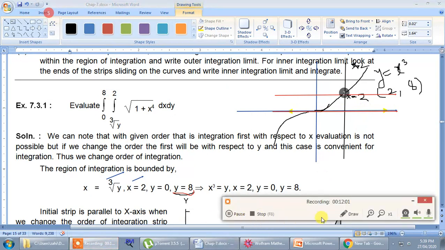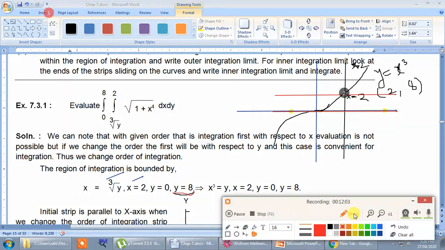What are the options? Option number 1, 2, 3, 4. Because the region of integration will be between two pink lines. It will not be above the second pink line, it will not be below the first pink line. Okay, it will be in between two pink lines. So whether it is region number 1, 2, 3 or 4, that will be decided by the strip. Now let us move the strip and let us see where the ends of the strip are.